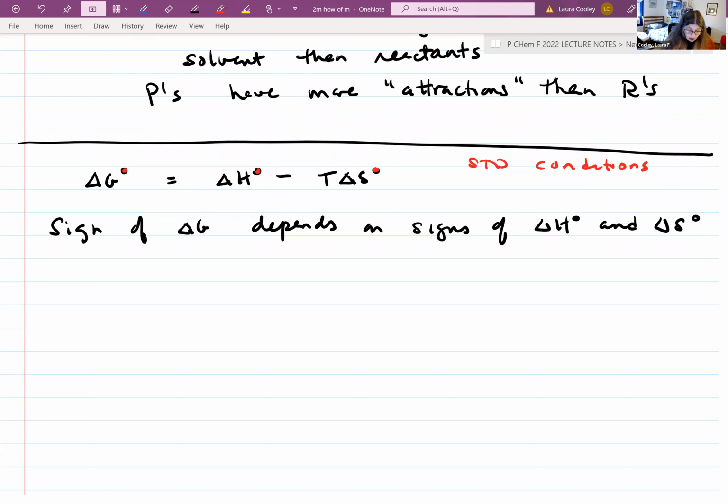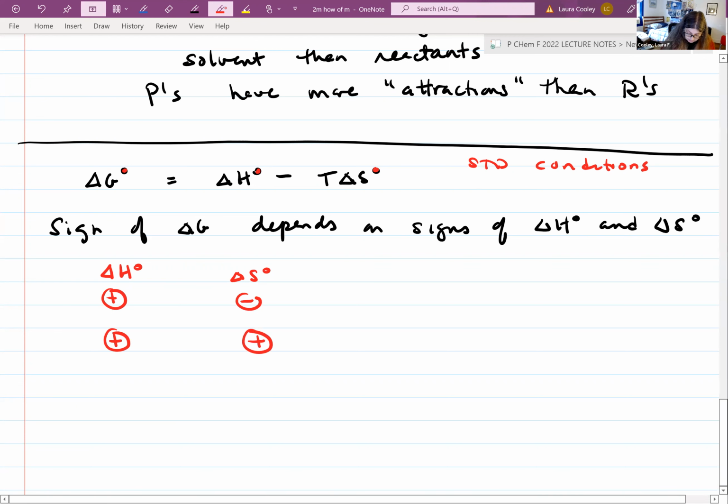So talking about the signs of delta H and delta S, we have 4 different situations that are possible. We could have delta H being positive or negative, and we could have delta S being positive or negative. So for example, delta H is positive and delta S is negative, or they're both positive, or negative positive, or negative negative. So these are the 4 possibilities.